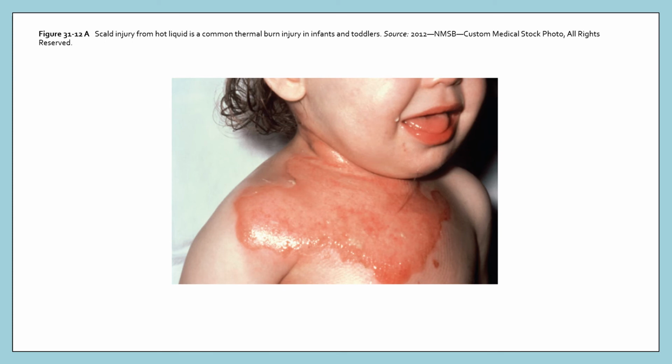This, and we've talked about this in prior classes, is probably caused by a child pulling a hot cup of coffee on themselves or a hot pot. So that could be a second degree burn. It's hard to tell from the picture, first or second degree.